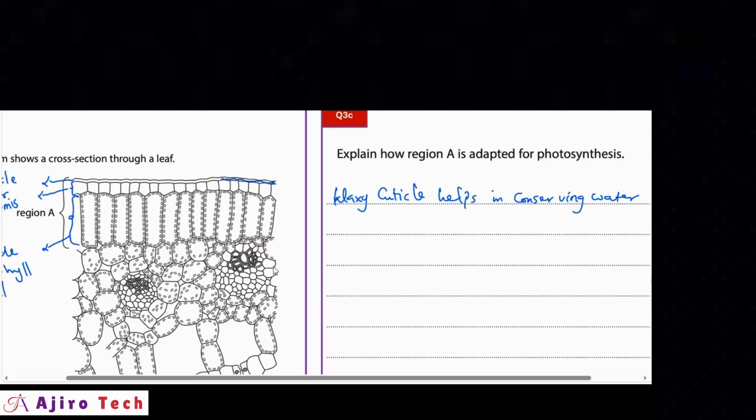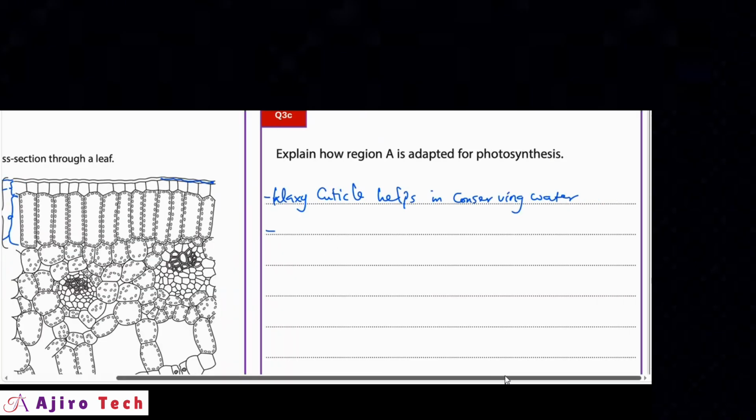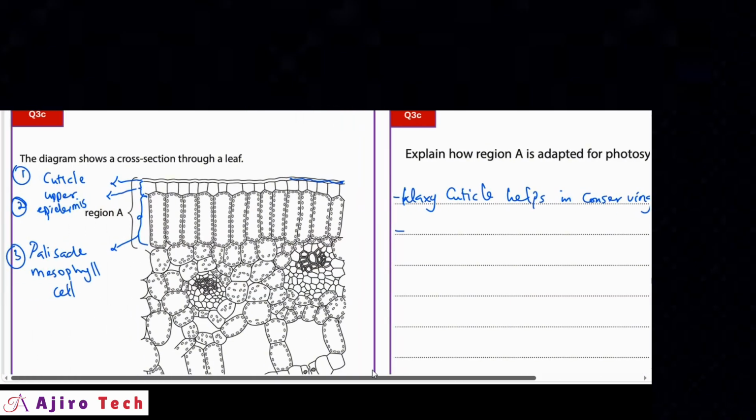Because it's 3 marks, you don't need to write that much. We just represent each layer and explain how they are adapted for photosynthesis. And you know that water is also needed for photosynthesis. So that is the reason why water conservation is very important in the process of photosynthesis.